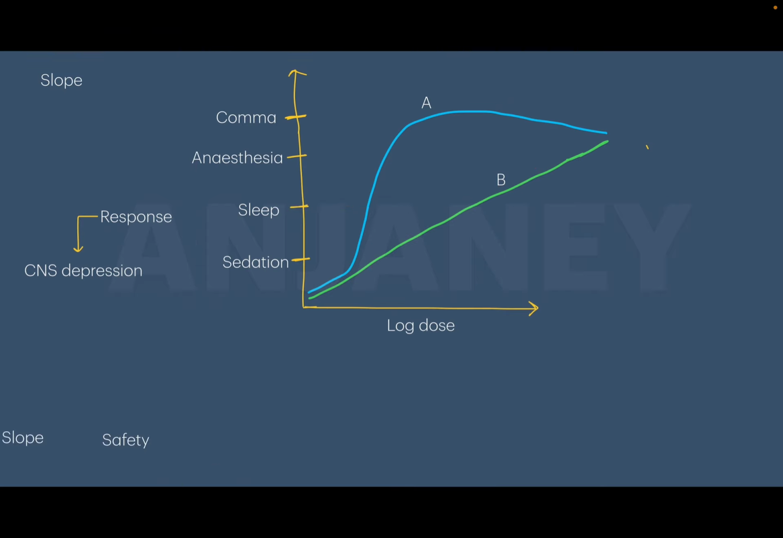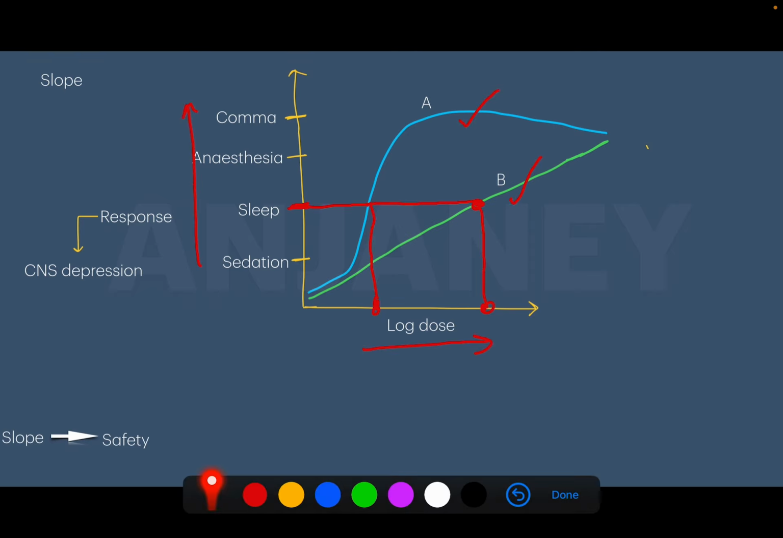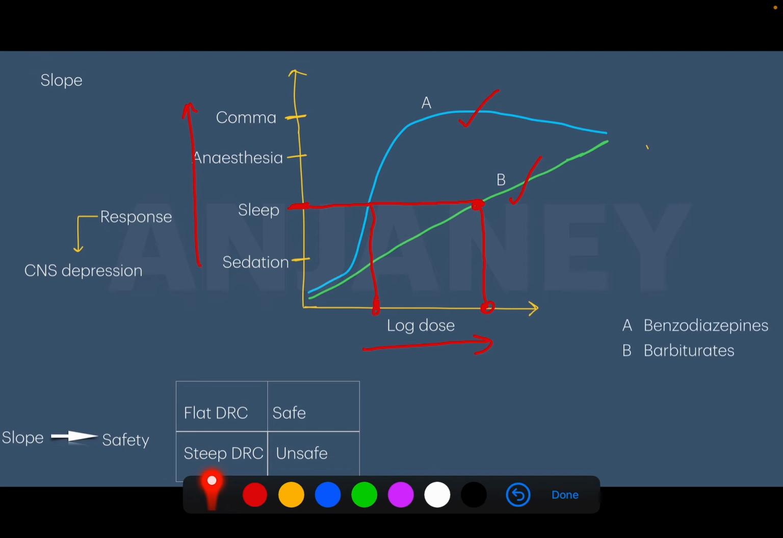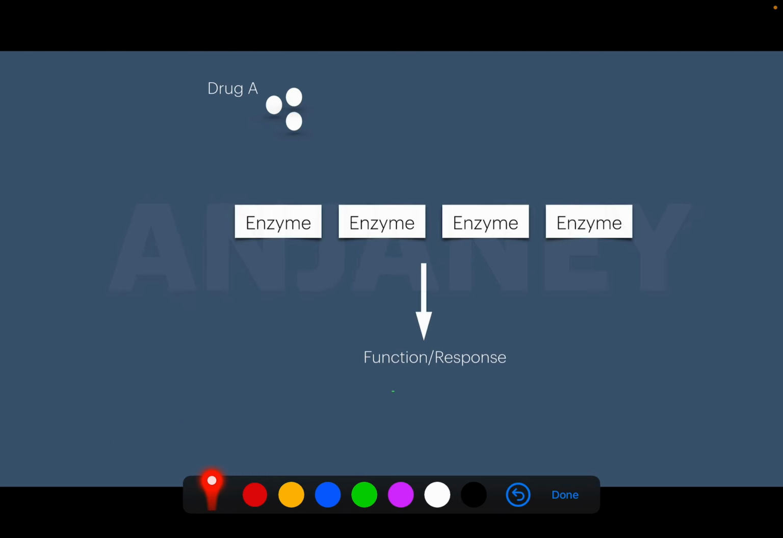So what does slope represent? Slope represents safety. The one which is flat is safe and the one which is steep is unsafe, because with only a little bit of dose increase, it will cause harmful effects. So this A was benzodiazepines and B was barbiturates. So obviously in the treatment of insomnia we use what? Barbiturates. Done.